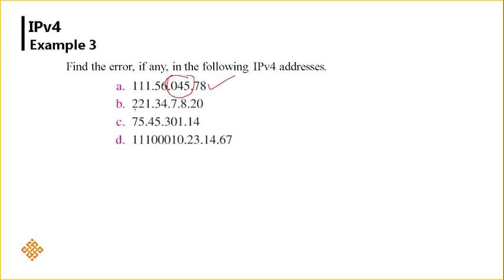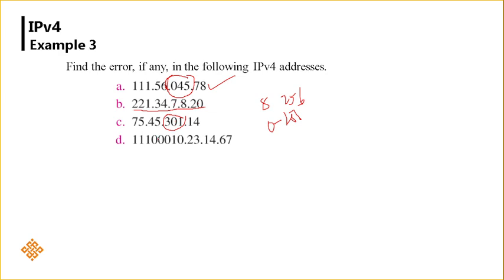Okay. And the second one, 221.34.7.8.20. Yeah, this also has an error because any IPv4 address will have only 4 bytes, means 4 blocks. Here it has 5 blocks: 1, 2, 3, 4, 5. It is invalid. 75.45.301.14. Yes, this is also an error because the third byte is 301, which is invalid input. Each block may contain a maximum of 8 bits. 2 power 8 is 256. So the range will be from 0 to 255, but it has 301, which is impossible.